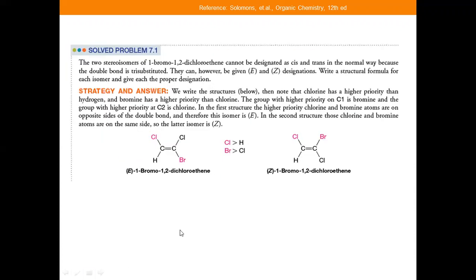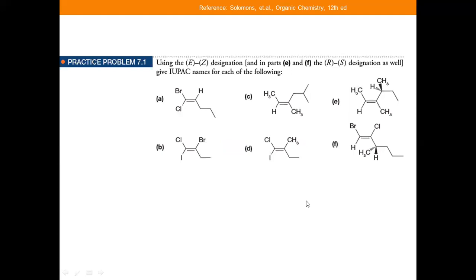Okay, this one already has an answer, like 1-bromo-1,2-dichloroethene. Of course, we want to know what the configuration is. Is it a Z or E? So you have to check for this. It's clear it's chlorine. For the second carbon, chlorine and bromine would have a higher priority. So chlorine and bromine are on the opposite side. Therefore, they have a configuration that is E. For this other one, 1-bromo-1,2-dichloroethene, they're on the same side, so this configuration is Z.